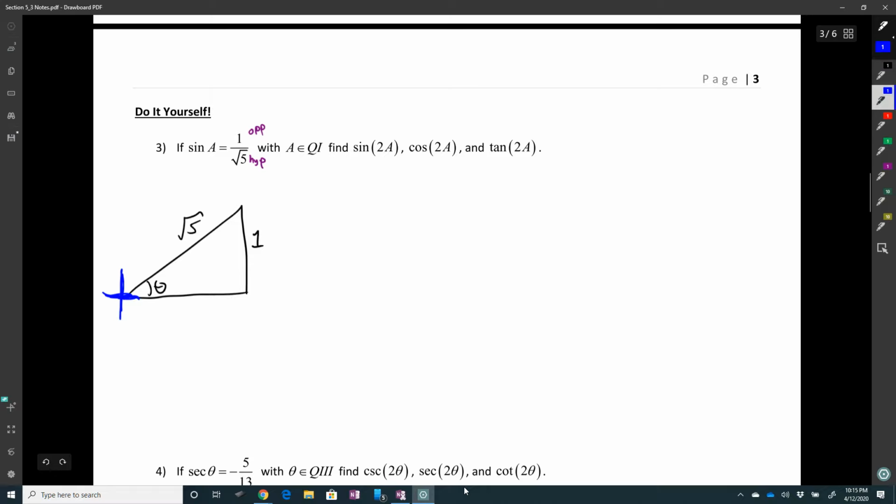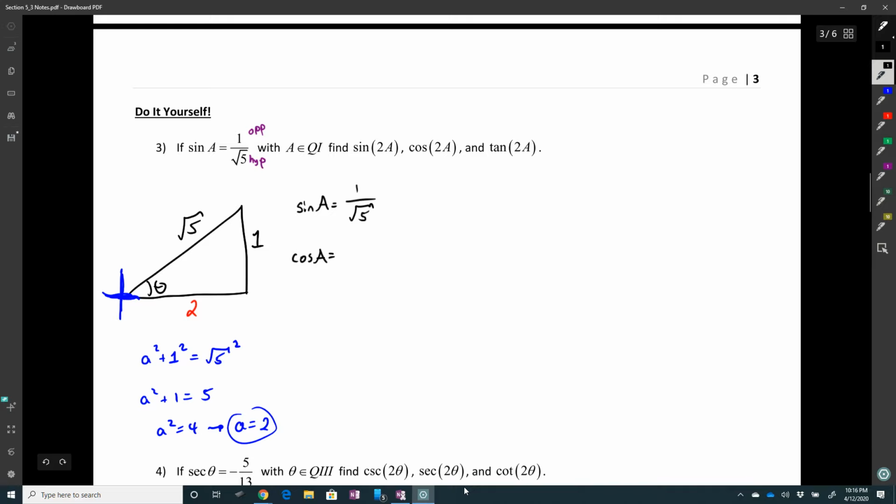That leaves us to find this missing piece, which I'm going to call A. So A squared plus 1 squared is equal to square root of 5 squared. A squared plus 1 equals 5. A squared equals 4. So that means A equals 2. Now it's positive 2 because we're in quadrant 1. So that means that this value here is 2. Which means that they already told me that sine of A is 1 over square root of 5. So that means that cosine of A is going to be 2 over square root of 5. And with that, I can figure out these three things.